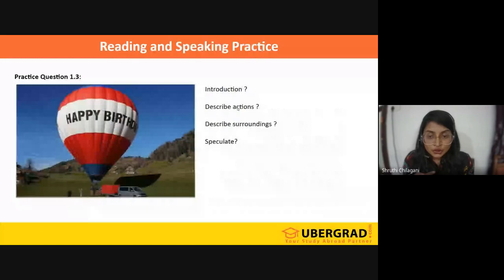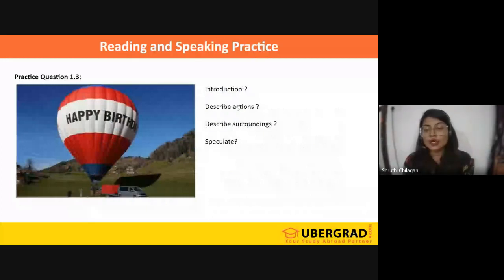Try avoiding repeating yourself. Once you start, try completing your description, because there is no right or wrong here. Just make sure that there is some relevance between what you're talking about and the image. So now let's go into the answer to the question.